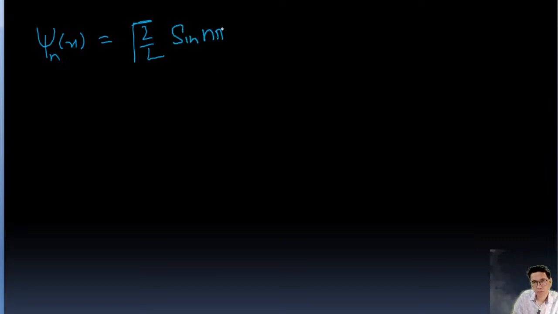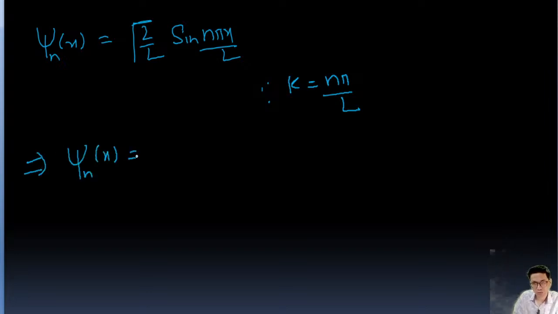Sine n pi x upon L. Since k is equal to n pi upon L, it means the wave function psi n of x is going to be equal to root 2 upon L sine kx.